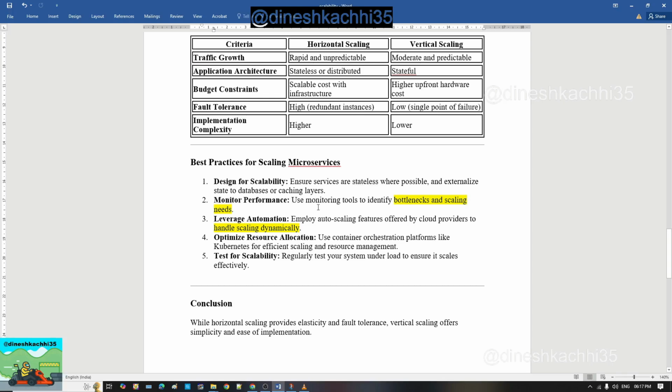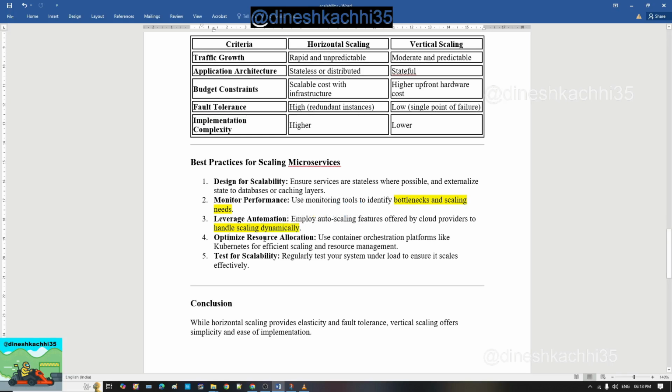Monitor performance. If we are implementing microservices, we need to monitor the bottlenecks and whether scaling is needed. Next, leverage automation. To implement scaling, we also need to implement auto scaling. There are so many features available on the cloud side, and we can automate this process dynamically based on criteria. For example, if the user count is high, it will automatically increase the instances. If the user count is low, it will automatically delete instances.